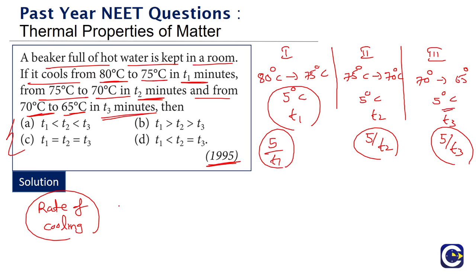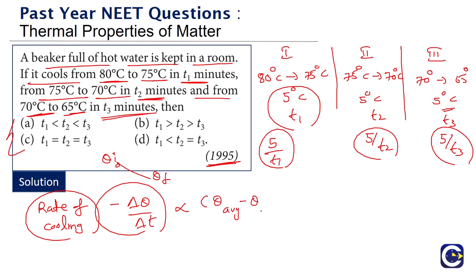We'll generally represent it as minus delta theta by delta t. The minus comes because cooling means the initial temperature is high and the final temperature is less, and delta always means final minus initial. That's why we have to put the minus. So the rate of cooling, minus delta theta by delta t, is directly proportional to the average temperature of the body minus the ambient or surrounding temperature. So this will be equal to a constant C into the average temperature of the body minus the ambient temperature.